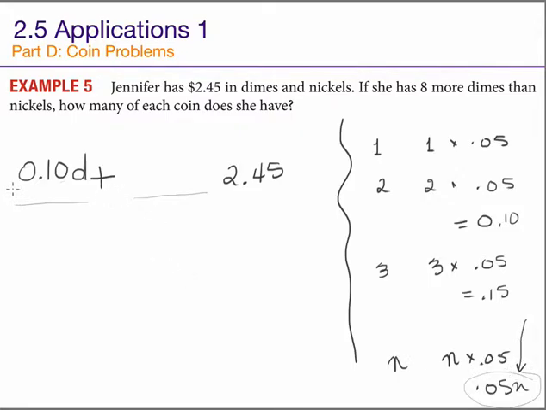But if I add the value of all of her dimes and the value of all of her nickels, I get a total value of $2.45. So there's one of my sentences. Let me clean that up a little bit. I'll rewrite it up here and get rid of this version.